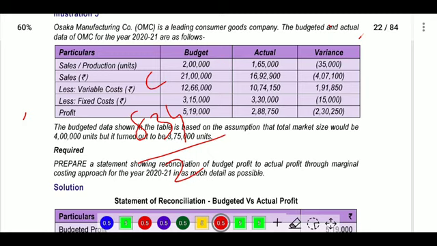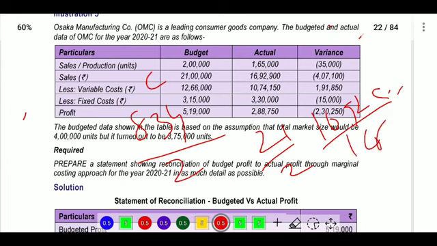Standard sale price. What is the standard sale price? The sale price will be 21 lakhs divided by 2 lakhs. We will get the selling price. Next, the actual selling price will be 16 lakhs 92,900 divided by 1 lakh 65,000. We will get the actual selling price.